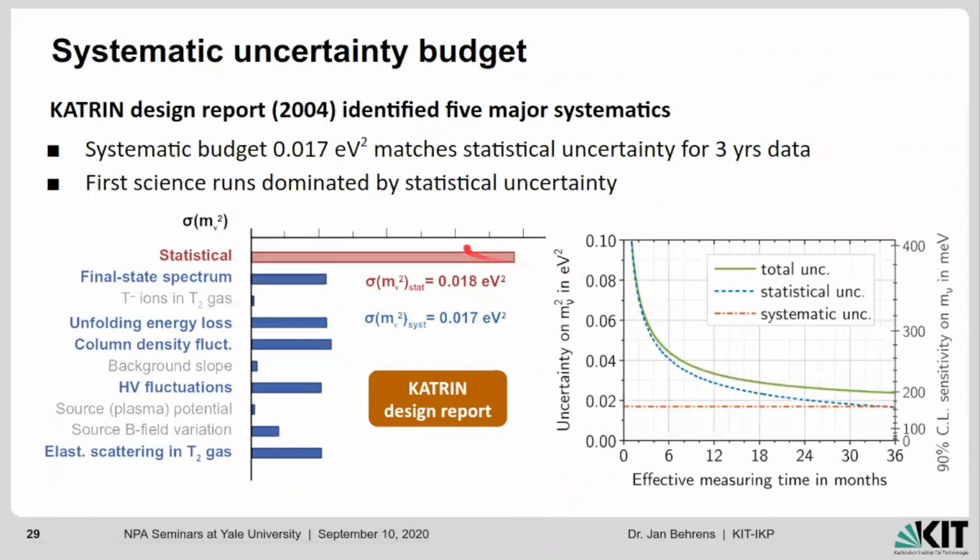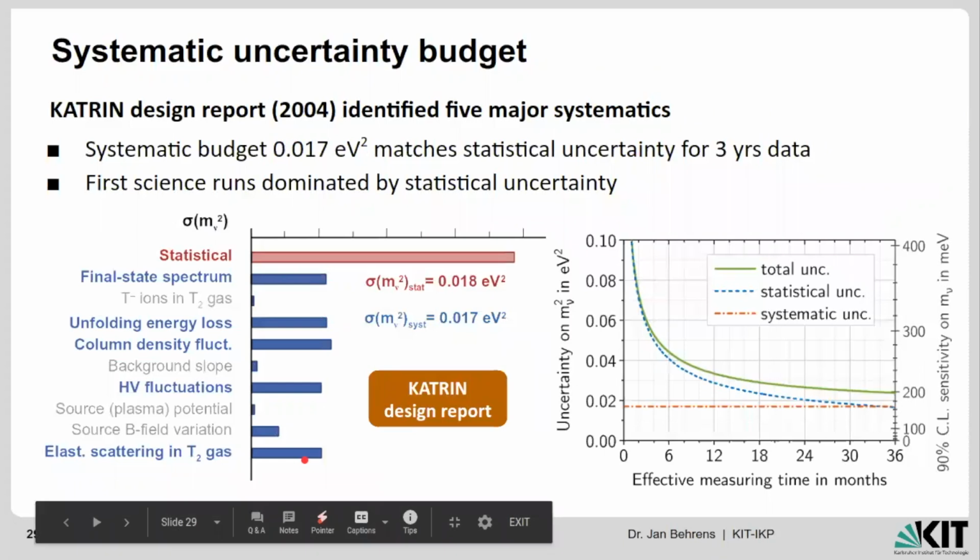And in the design report for KATRIN, which is from 2004, 5 major systematics were identified, which is the final state contribution, because we have molecular tritium. The final states play a crucial role. We have the energy loss, which is describing the energy loss of electrons in the source, because electrons can scatter on tritium molecules in the source and then lose energy. Then the source stability or fluctuations of the column density by voltage, and again elastic scattering, which is the scattering itself. This is the energy loss, which describes the actual energy loss of the electrons to scattering. This is why it's split up into 2 fractions.